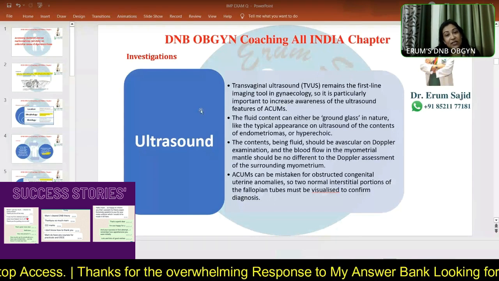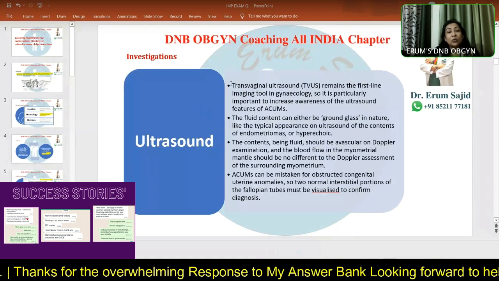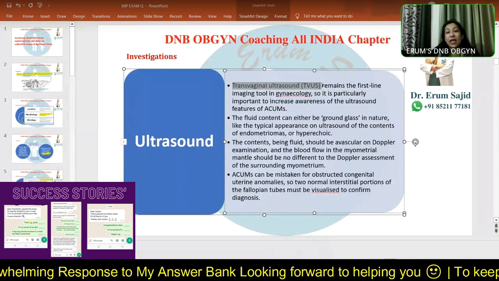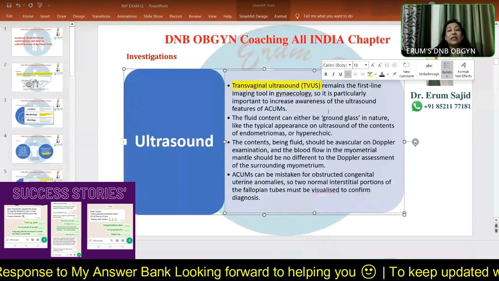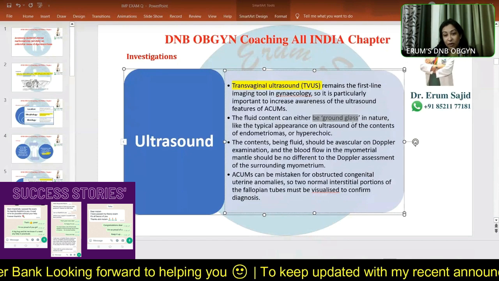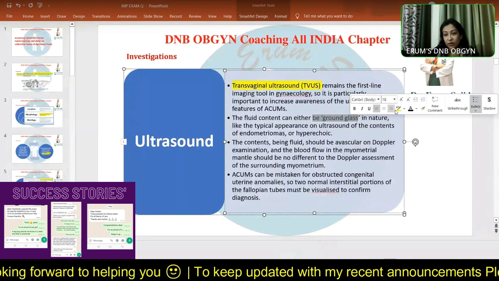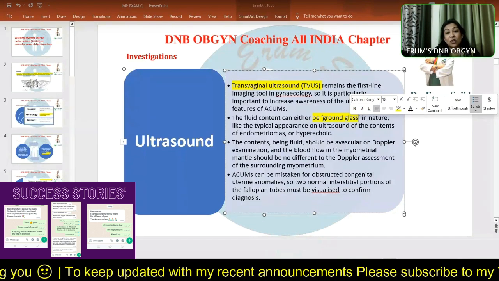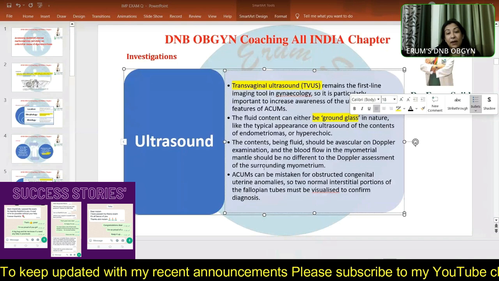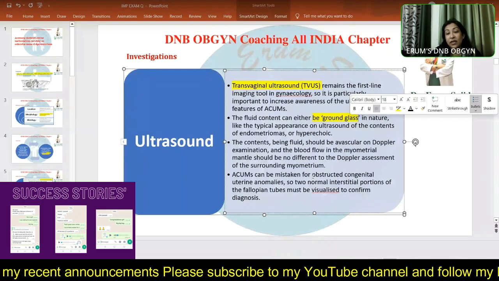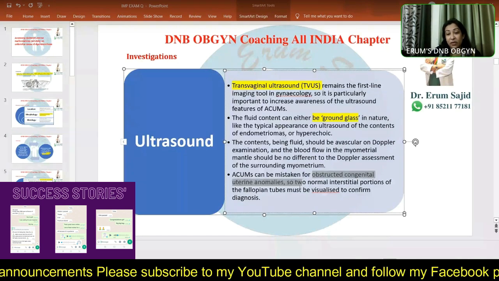So obviously, what is the investigation of choice, the first line imaging tool? Obviously, our very own, very favorite, the TVS. Correct? Particularly important. And what will you find in it? Ground glass. See, this is also like an endometrioma. Right? Contents being fluid should be avascular on Doppler examination. The blood flow in the myometrial mantle should be no different. They can be mistaken for an obstructed congenital uterine malformation.